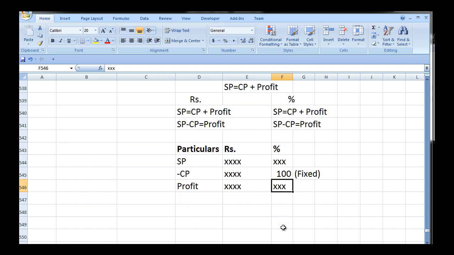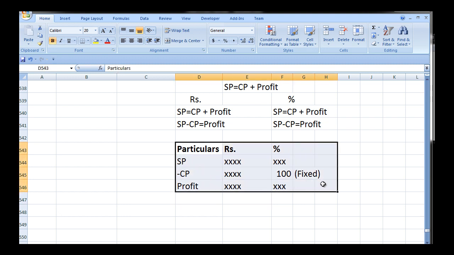So here we have derived the format for calculating profit and loss for maths, aptitude and competitive exams. The formula is SP minus CP gives profit, and we have two columns, namely rupees and percentage. This is the format. We can solve any number of questions using the same format, filling in all the given information and finding out the missing information.